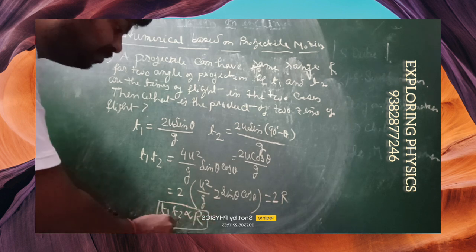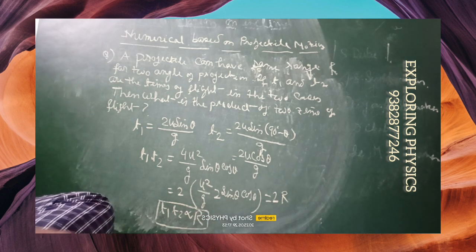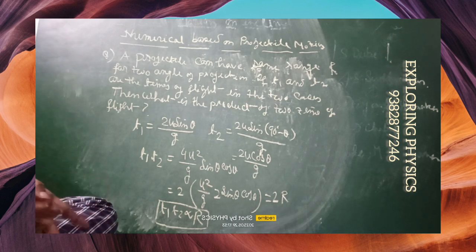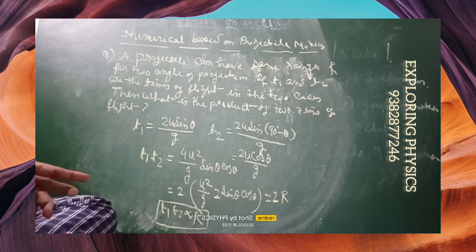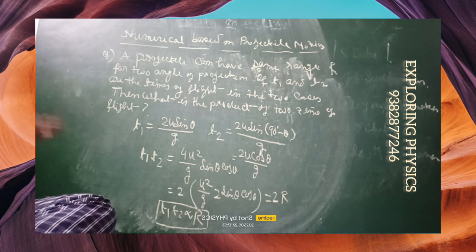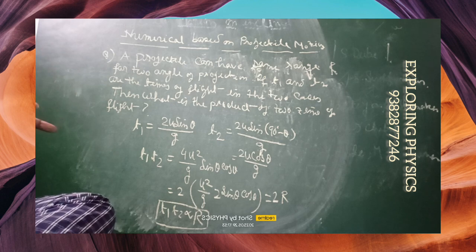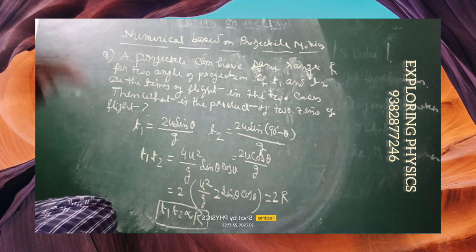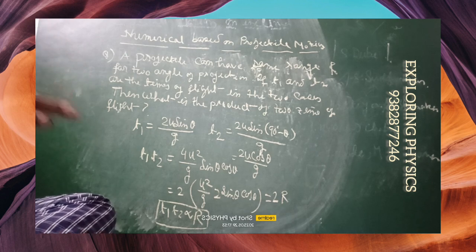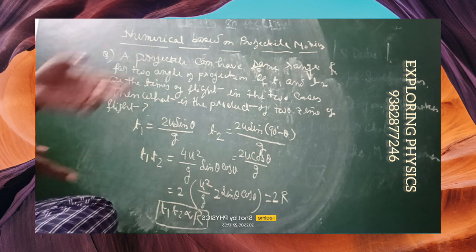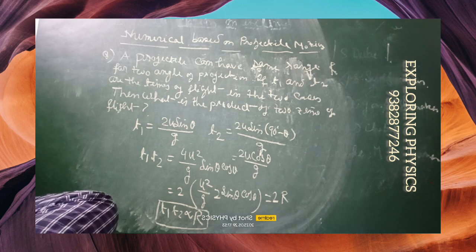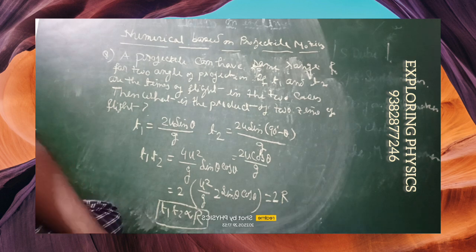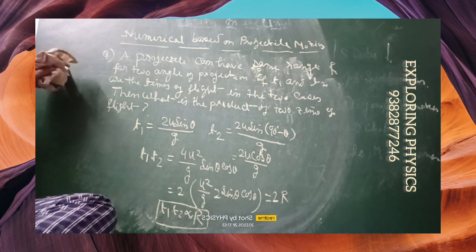From that concept, what we have understood is that if two projectiles are thrown with angles complementary to each other, that is, they have the same range, the product of the times of flight is proportional to the range of the projectile. That is the concept hidden here. Now let's move to the third problem.